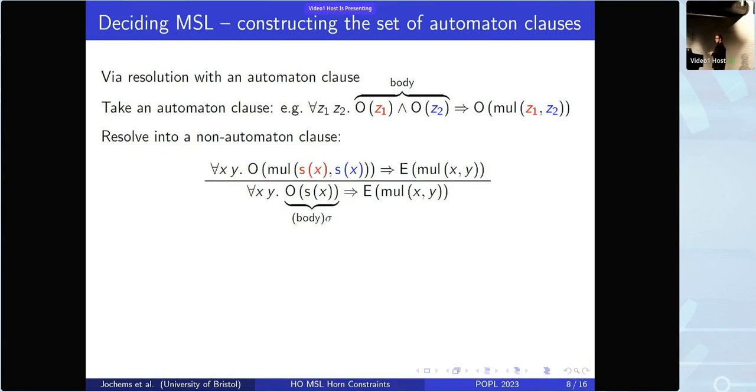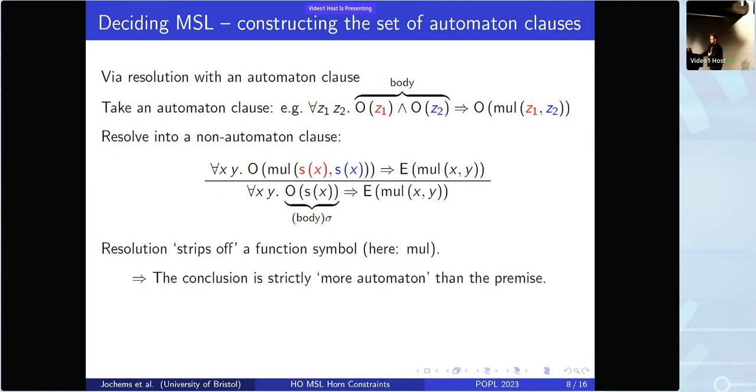Now, if you look closely, you see that we have sort of stripped away a function symbol. We've gotten rid of mul. And that's precisely what resolution with an automaton clause does. It just strips off a constructor. Which means that the conclusion is strictly closer to being an automaton clause than a premise. Because remember, we're not allowed any constructors in the body of an automaton clause.